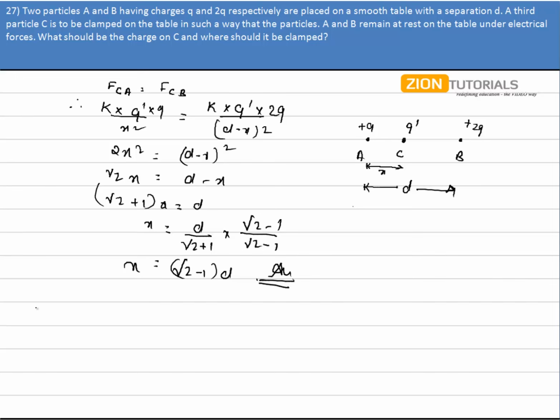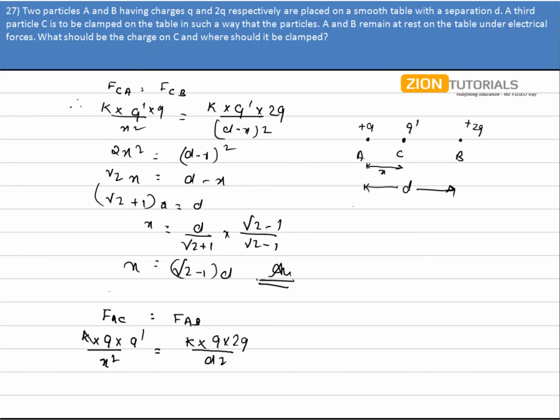In the second case I have to calculate the charge on C. For that I'll equate the force on A, because it is given that the net force on A is 0. So I can write the force on A due to C will be equal to the force on A due to B. Substituting the formula, K into Q dash divided by X square is equal to K into Q into 2Q divided by D square.